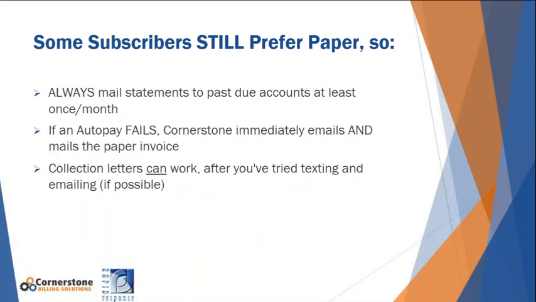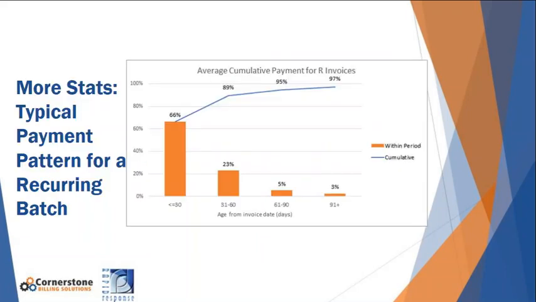Just a point of reference. Same for non-recurring invoices. As you'd expect, a lower percentage: a little over half pay by 30 days, and a little over three-quarters pay within 60 days. So how do I track all this stuff?